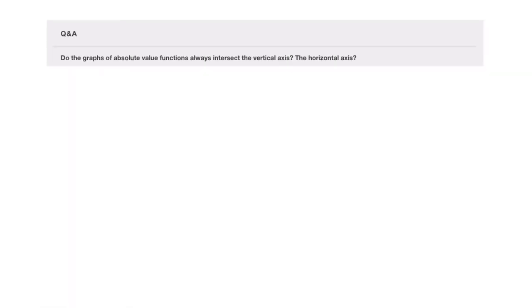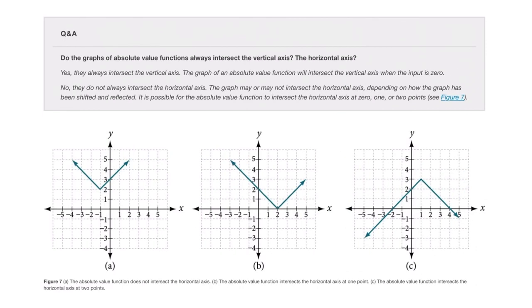So do the graphs of absolute values always intersect the vertical axis or the horizontal axis? So an absolute value function is just a V, and usually we distort it. It might open upward, or it might open downward. It should always cross the vertical axis and not necessarily the horizontal. Like if we took the absolute value and moved it up, then it doesn't cross the horizontal, but it should always cross the vertical. It does always intersect the vertical, but it does not always intersect the horizontal.